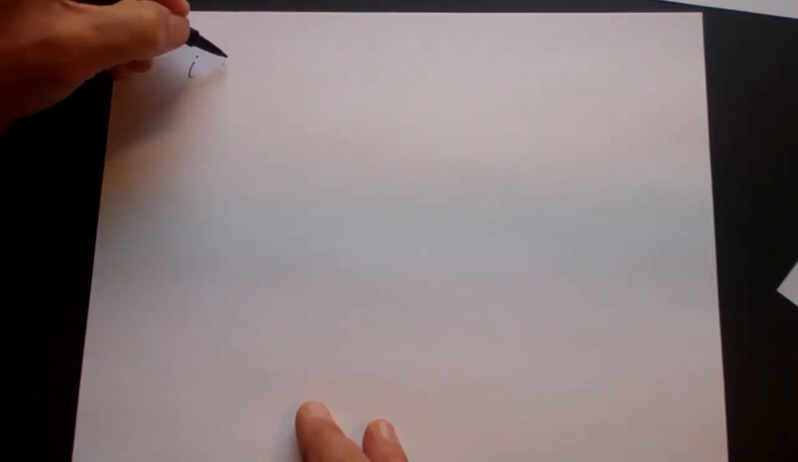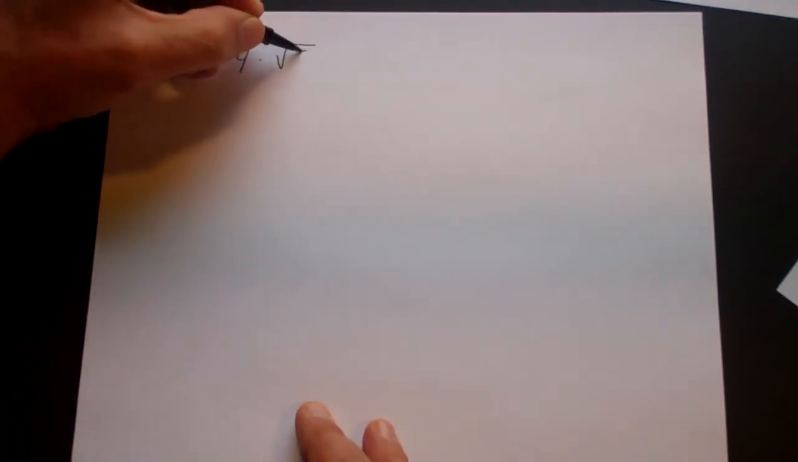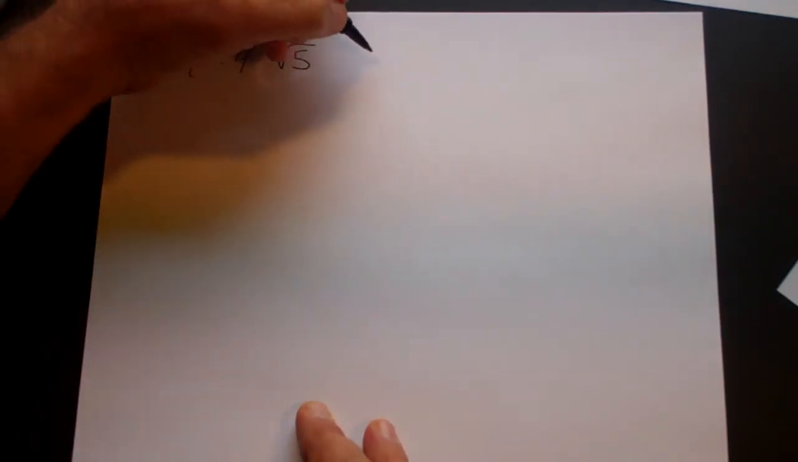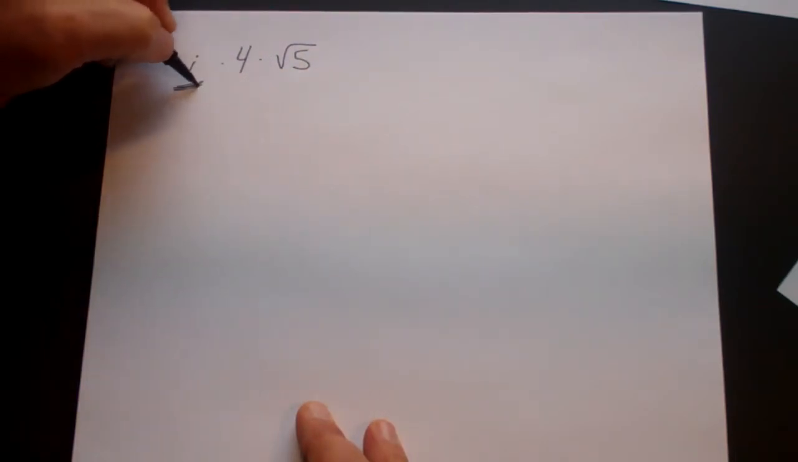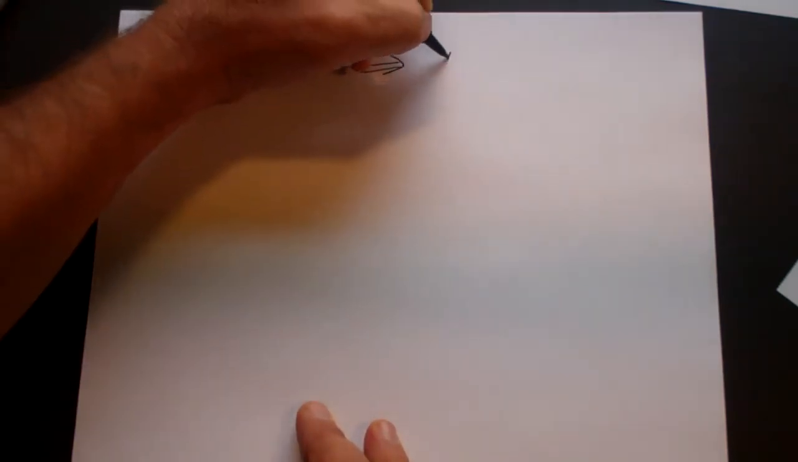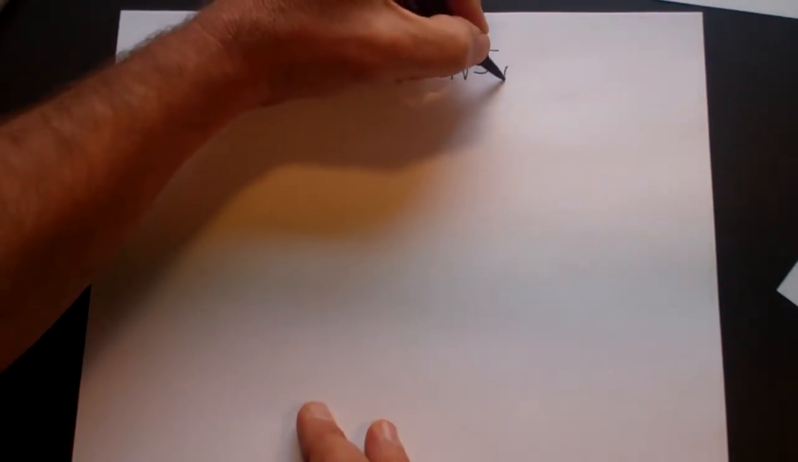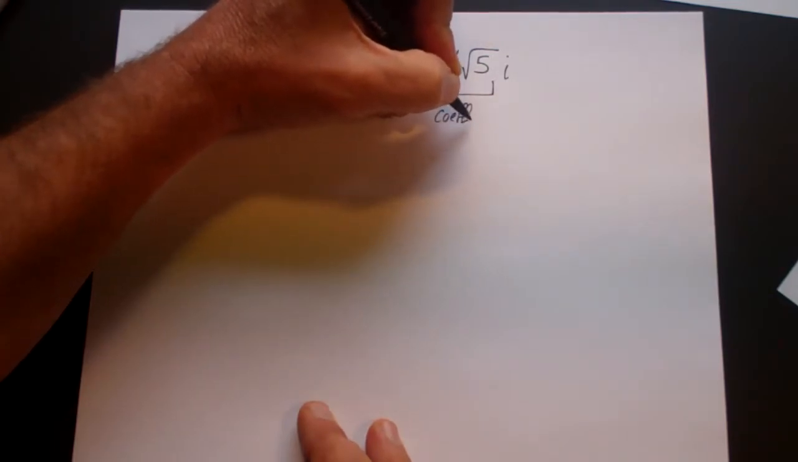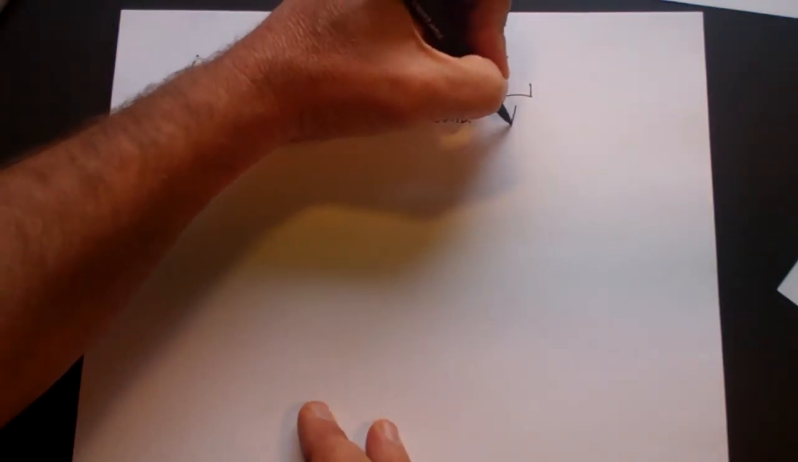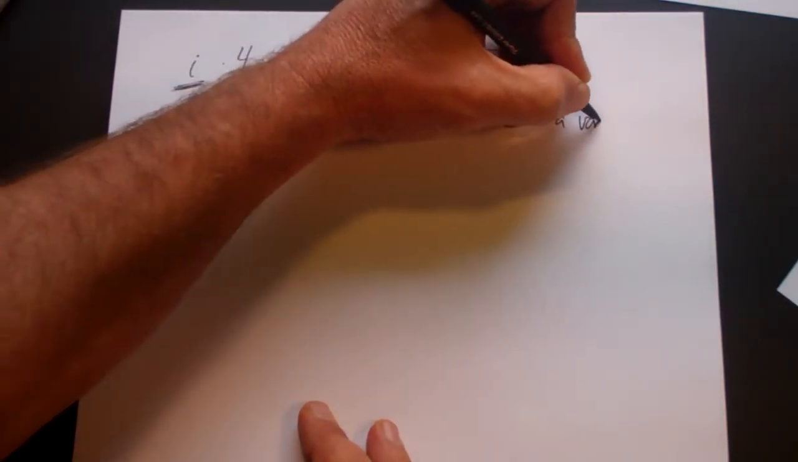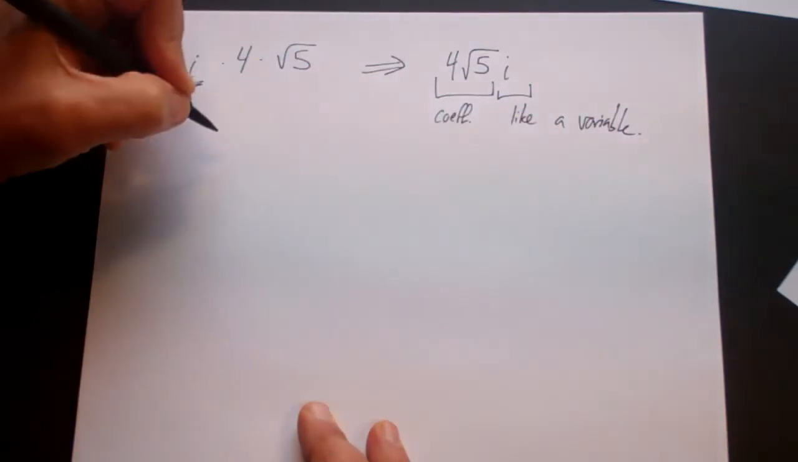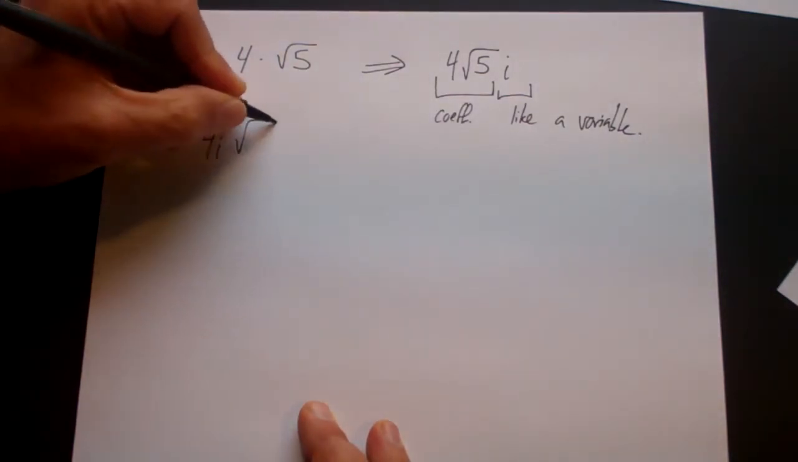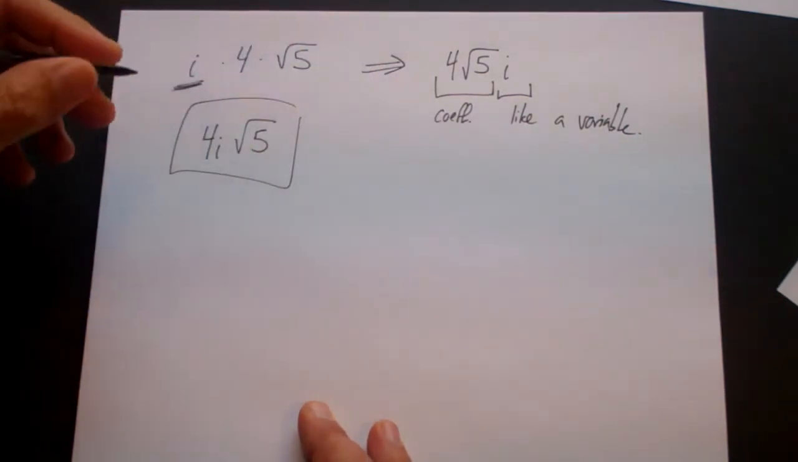Now, if you have this problem, we had i times 4 times square root of 5, it may seem like i is sort of like a variable. You may want to write it like this, 4 square root of 5 times i, where this is the coefficient and this is like a variable, right? It turns out that if you want to write it like that, that'd be fine. Most teachers will expect you to write it like this, but mathematically they're equivalent.